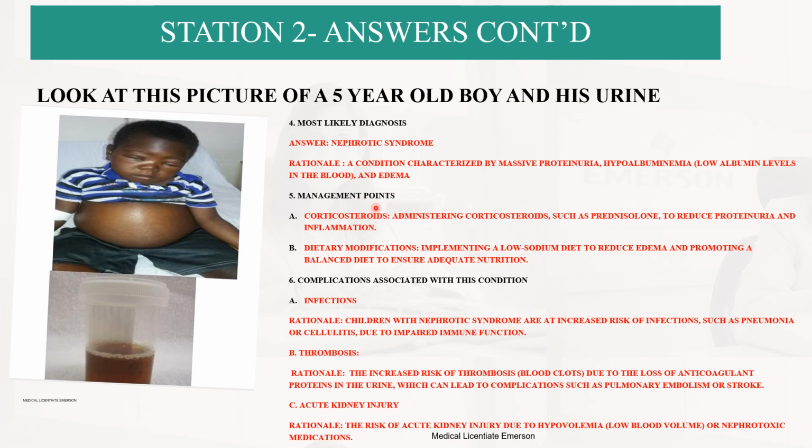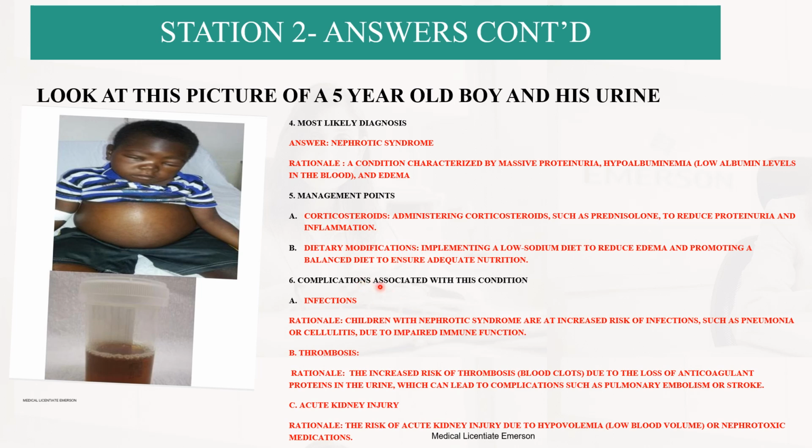Then let's go to management points. Number one management point is you have to give corticosteroids. So it means giving corticosteroids such as prednisolone to reduce proteinuria and inflammation. Okay, but since you haven't been asked exactly how to treat and give dosages, we are going to end here. We are just giving out the points. Then B, dietary modifications. So we also have to implement a low sodium diet to reduce edema and promote a balanced diet to ensure adequate nutrition, because nutrition is very important in nephrotic syndrome.